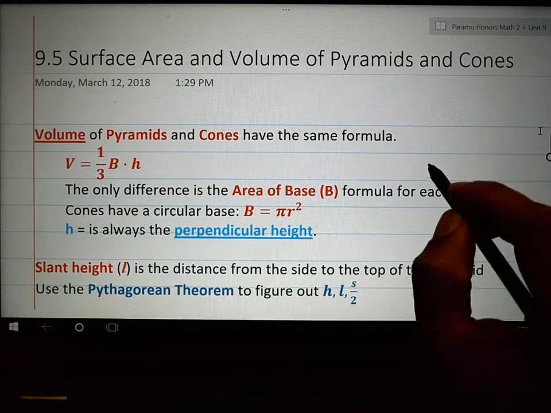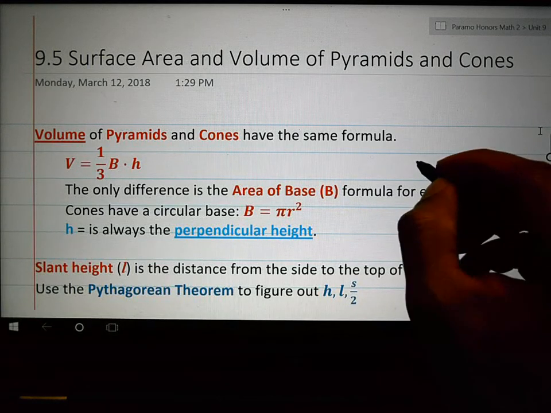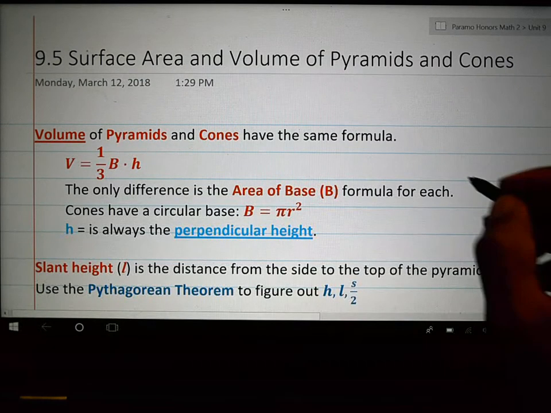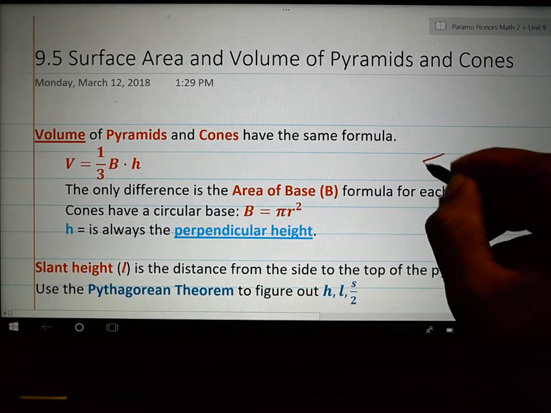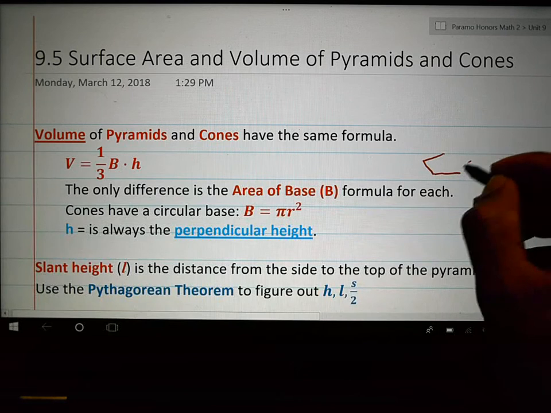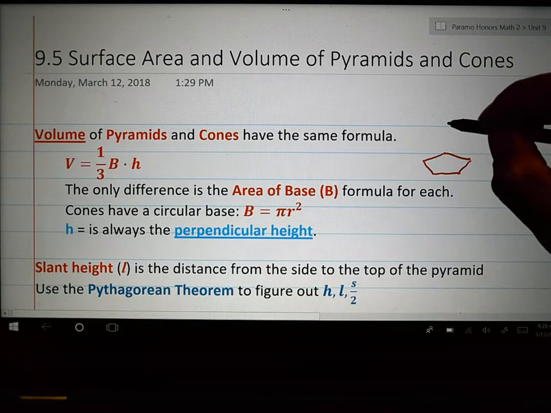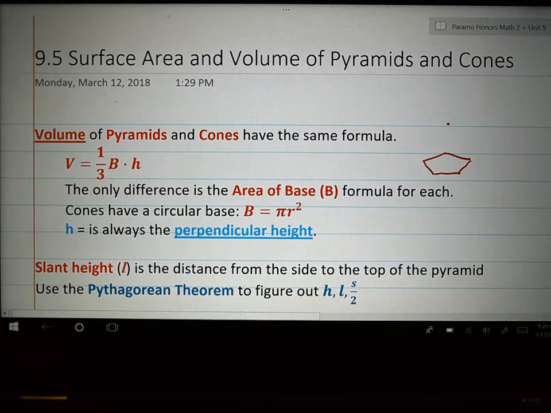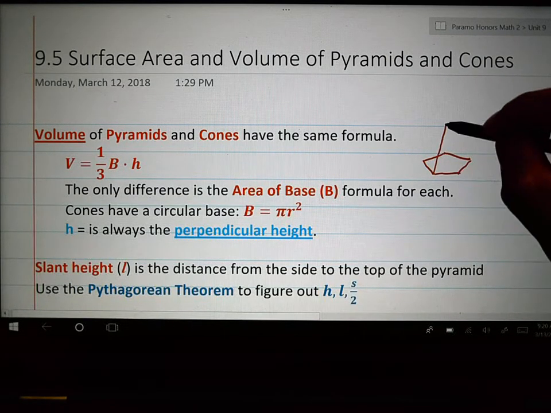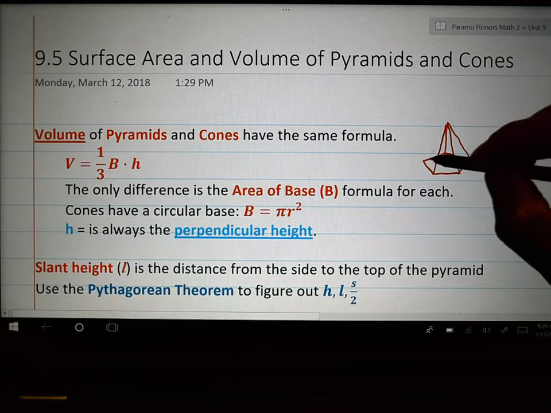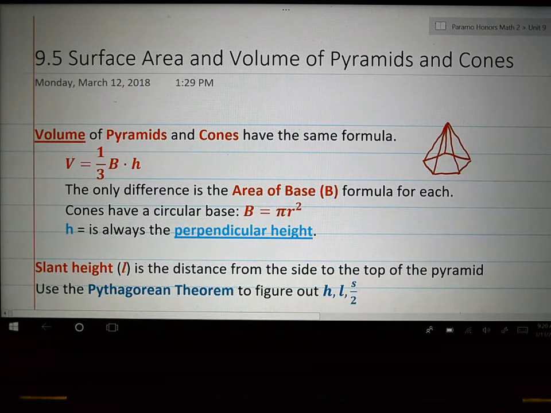For example, if I had a 5-sided shape that's on the bottom, let me switch over to red. 1, 2, 3, 4, 5. Your base could be a pentagon. The top of your pyramid is a dot, and each vertex just goes directly to that top. This would be a pentagonal pyramid.